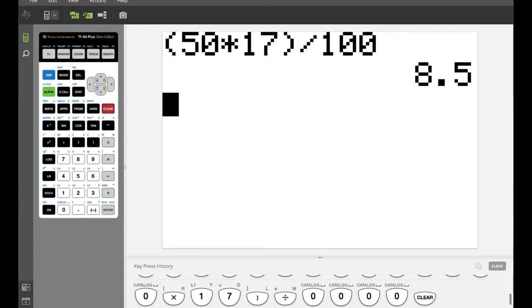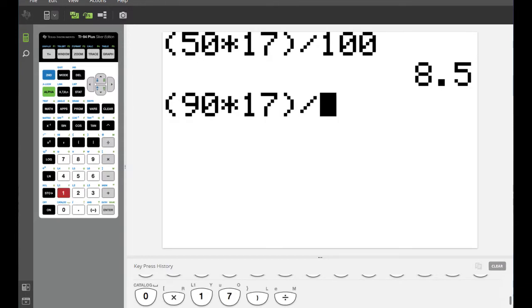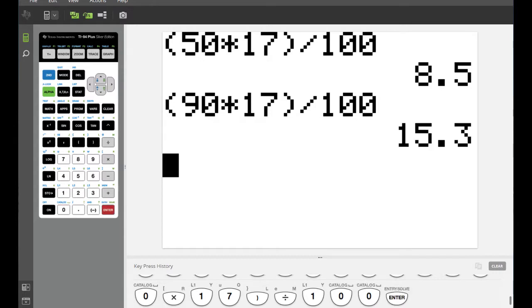Not 1,000. Oh, man. Let's see here. 90 times 17 divided by 100. All right. In this case, we get 15.3. Once again, you're going to have to take the average of the two values around that.